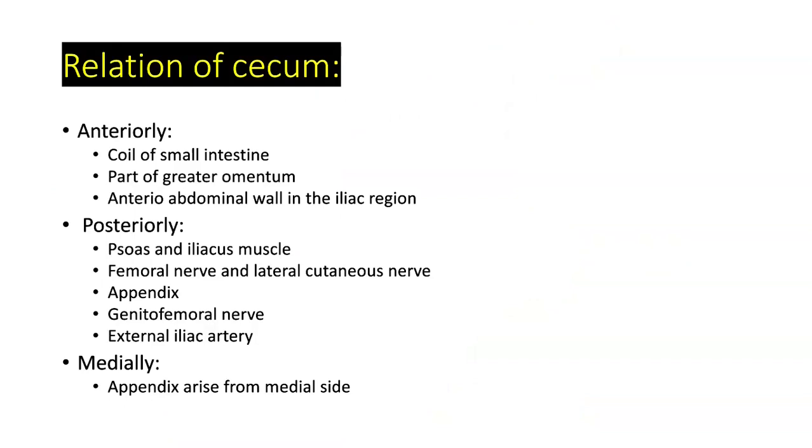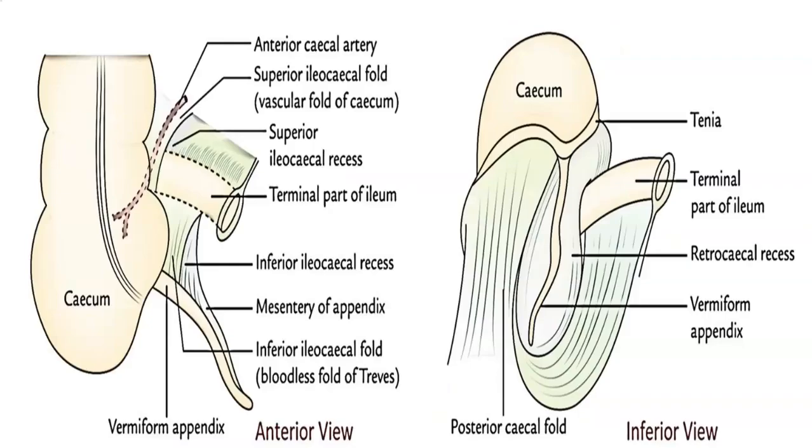Relations of the cecum: anteriorly it has the coils of small intestine, part of the greater omentum, and the anterior abdominal wall in the iliac region, while posteriorly it has the psoas muscle, iliacus muscle, femoral nerve, lateral cutaneous nerve, genitofemoral nerve, and external iliac artery, while medially it has the appendix that arises from it.